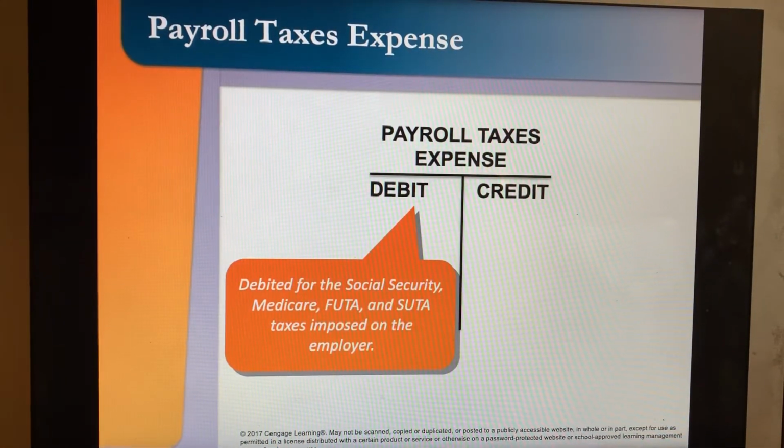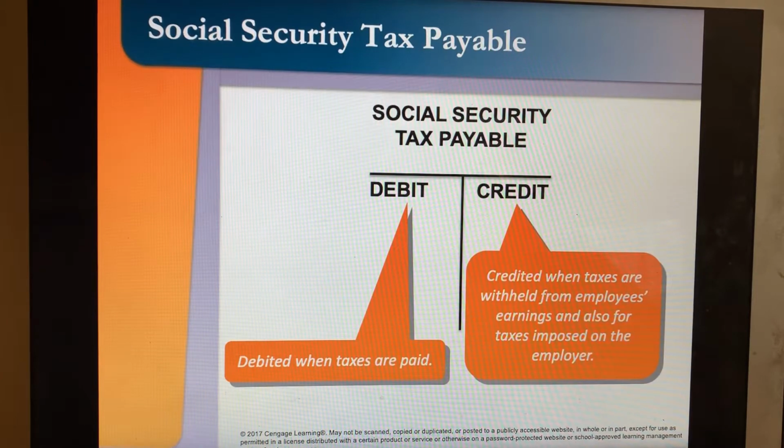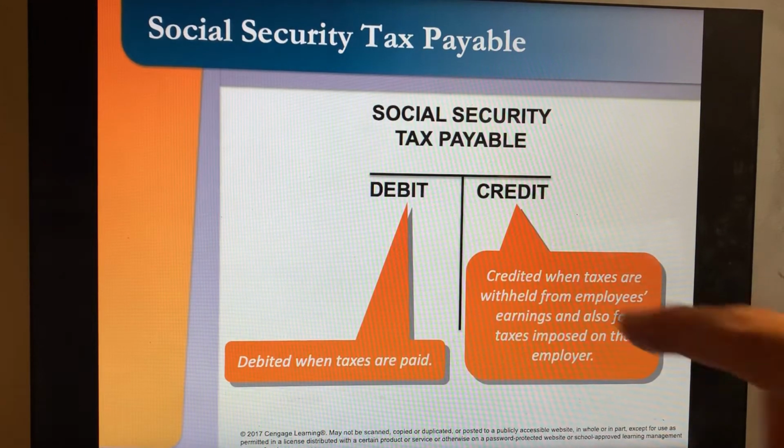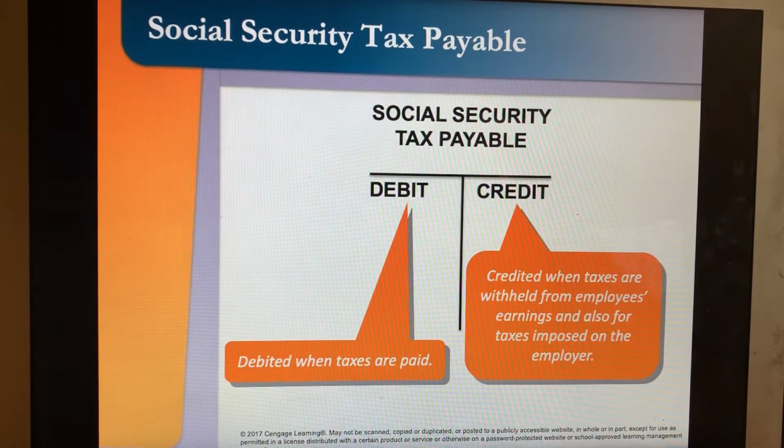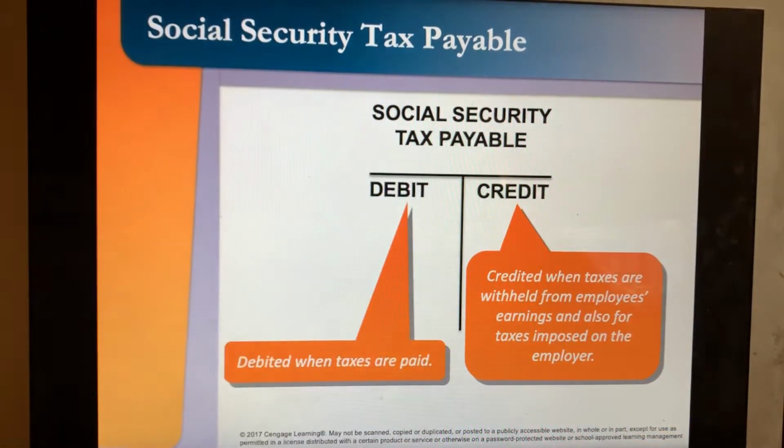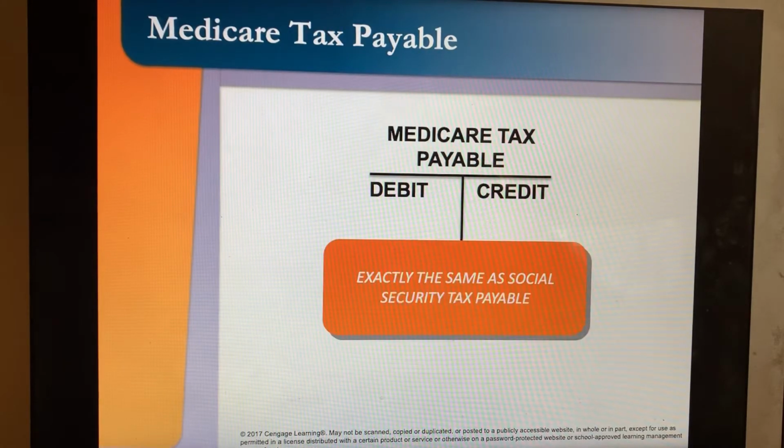Payroll taxes expense: debit for the Social Security, Medicare, FUTA, and SUTA taxes imposed on the employer. Debit when taxes are paid, credit when taxes are withheld from employees' earnings, and also for taxes imposed. So basically, we're creating a liability and accumulating all of those taxes, expenses, SUTA, FUTA, Medicare, things like that. And once we pay it, it's debited out of that account. That's basically what that's saying.